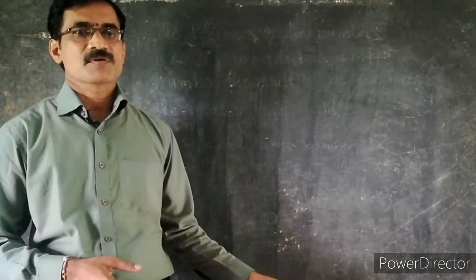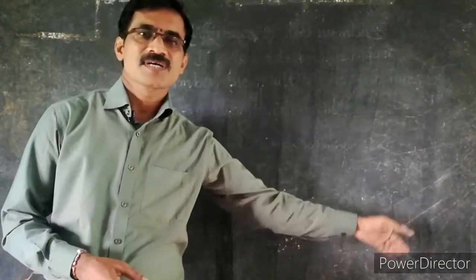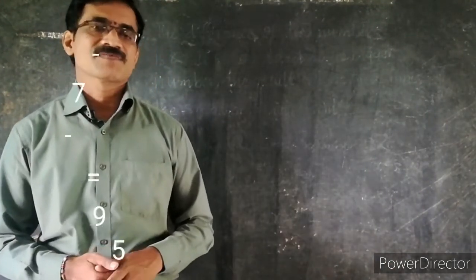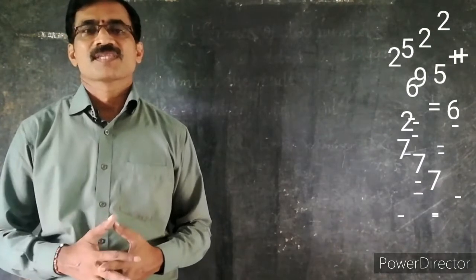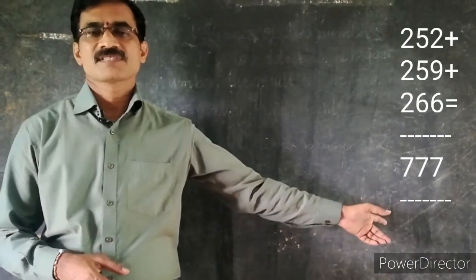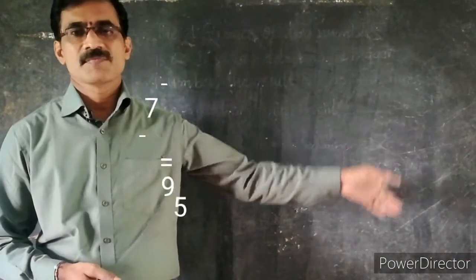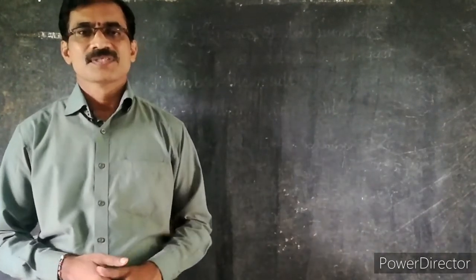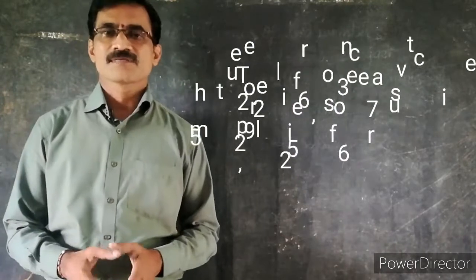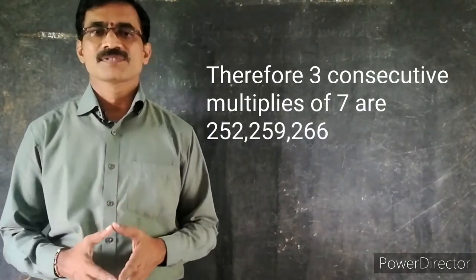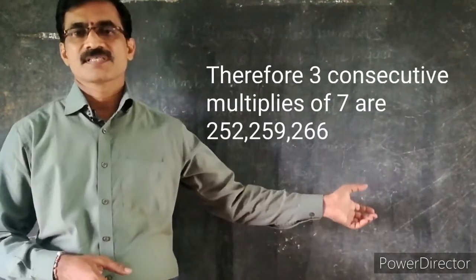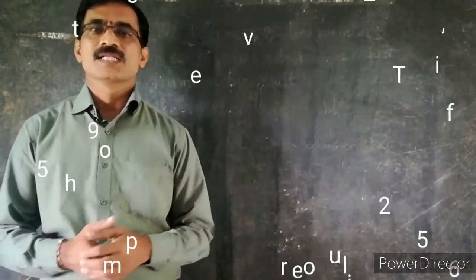If you want to check the problem, you add these 3 multiples and see whether you get 777 or not. If it is 777, your answers are right. Otherwise, there may be a mistake. So in this way, you have to solve the word problems by using linear equations in one variable.